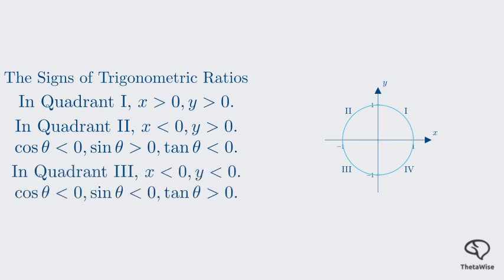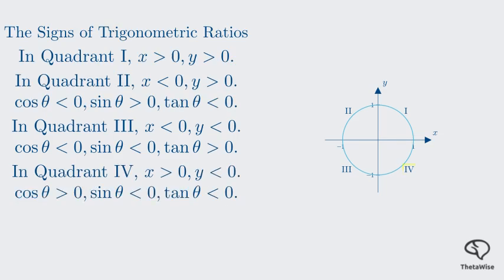In the third quadrant, both x and y coordinates are negative. This means both cosine and sine are negative. However, tangent is sine over cosine, which is a negative number divided by a negative number. This gives a positive result. Therefore, only tangent is positive in the third quadrant.